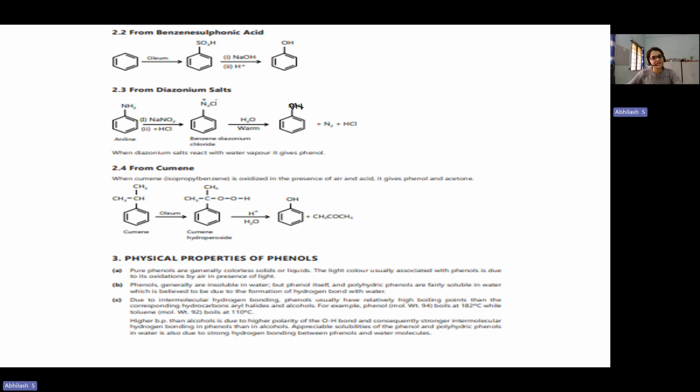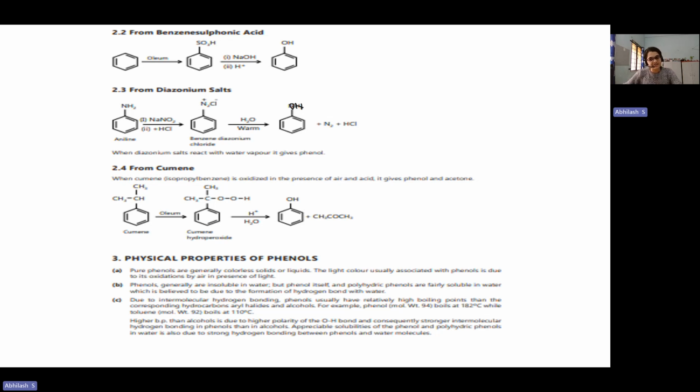Let's discuss some of the physical properties of phenols. Pure phenols are generally colorless, usually solids or liquids in nature. The light color of phenols appears due to the oxidation of phenol by air in the presence of light. This is about the state of the phenol. Let's discuss the others also.